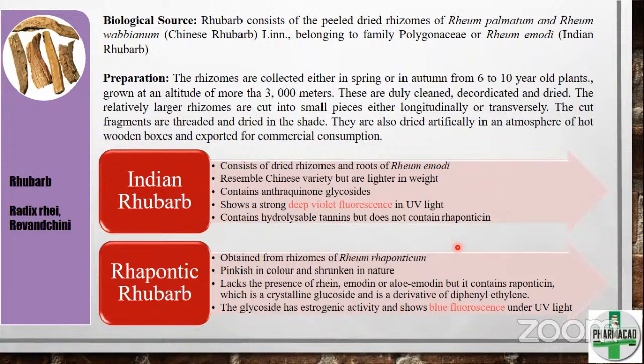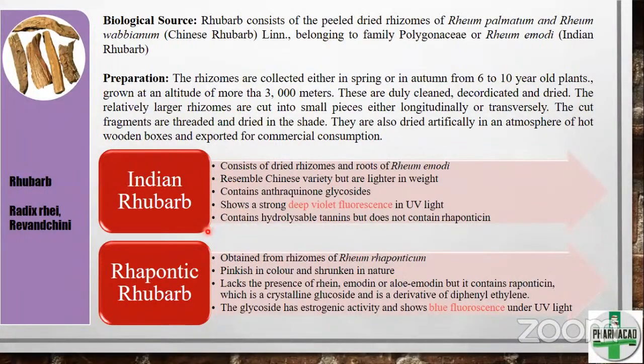Understand, it's not a root, it's not a bark, but it's a rhizome. So Indian rhubarb has roots of emodi, whereas Rapontic rhubarb is what we generally see here, that is nothing but Rapontic rhubarb. So in India also, when we perform microscopy, very often it is with Rapontic rhubarb.